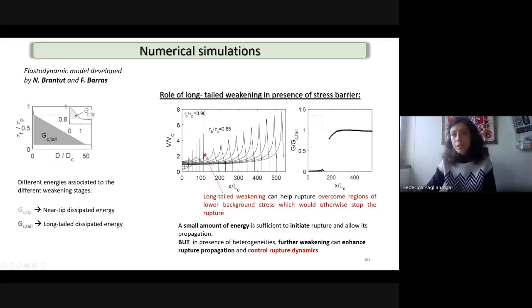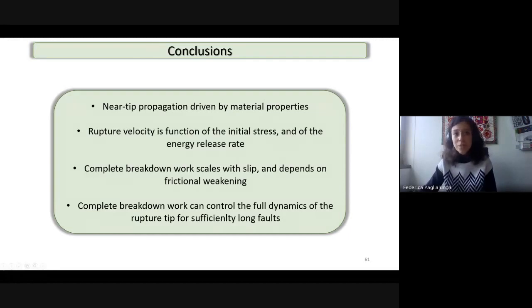And in the right panel, you can see also the energetics. So the ratio between, again, the energy release rate and the fracture energy associated with the long tail weakening. And you can see that as soon as rupture overpasses the barrier, this ratio tends to one. So that means that rupture becomes controlled by the long tail weakening. So the conclusion is that the near tip propagation is driven by the material property, that is the rupture velocity as a function of the initial stress and of the energy release rate. The complete breakdown work scales with slip and depends on friction weakening, and the complete breakdown work can control the full dynamics of the rupture tip for sufficiently long faults.